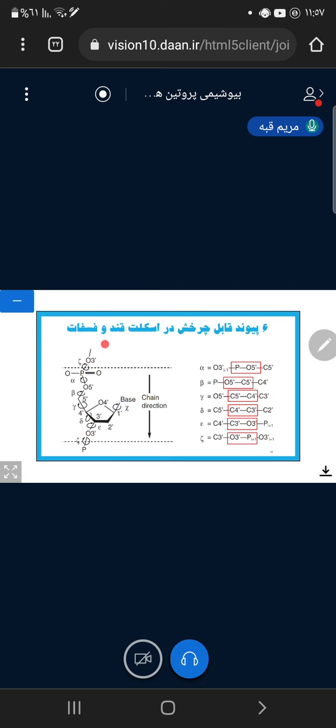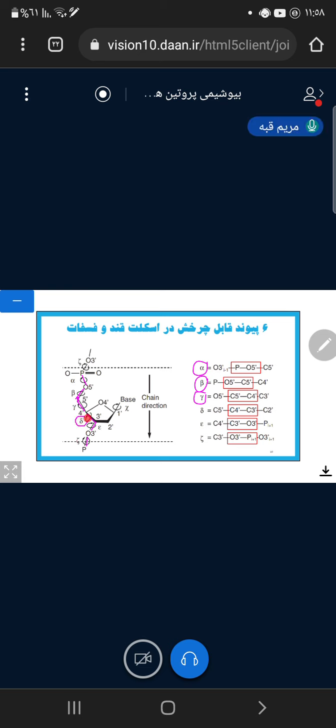In this slide, we are reviewing 6 rotatable bonds in the backbone of nucleic acid. 1, 2, 3, 4, 5, 6 rotatable bonds in the nucleic acid backbone. One is alpha between phosphor and oxygen 5 prime. Second is beta between oxygen 5 prime and carbon 5 prime. Then is gamma between carbon 5 prime and carbon 4 prime.